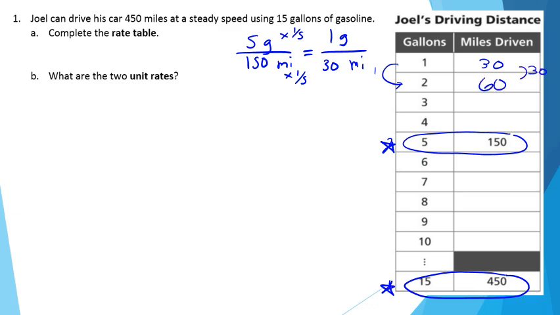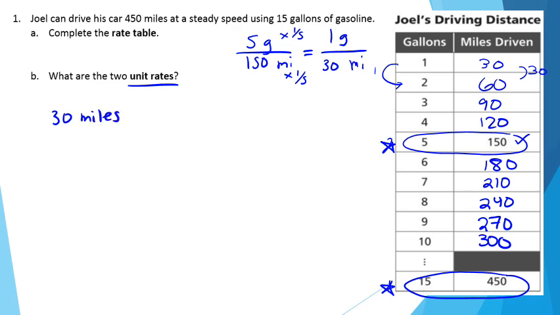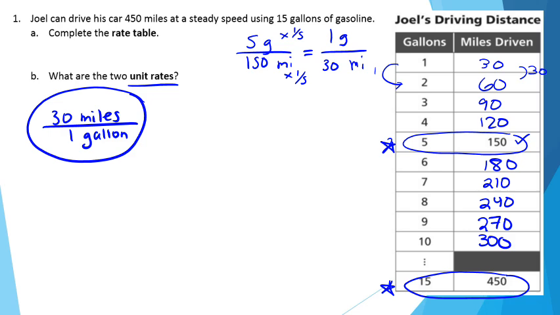So 30, 60, 90, 120, 150, 180, 210, 240, 270, 300. So there's my rate table. Now I want to think about the 2 unit rates. So I've already found one of the unit rates. I found 30 miles per gallon. That means 30 miles per 1 gallon. So that's one of the unit rates. It's right here in my table.